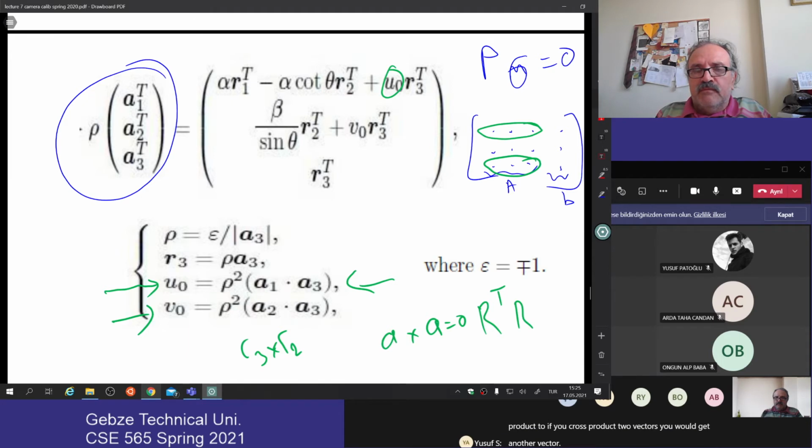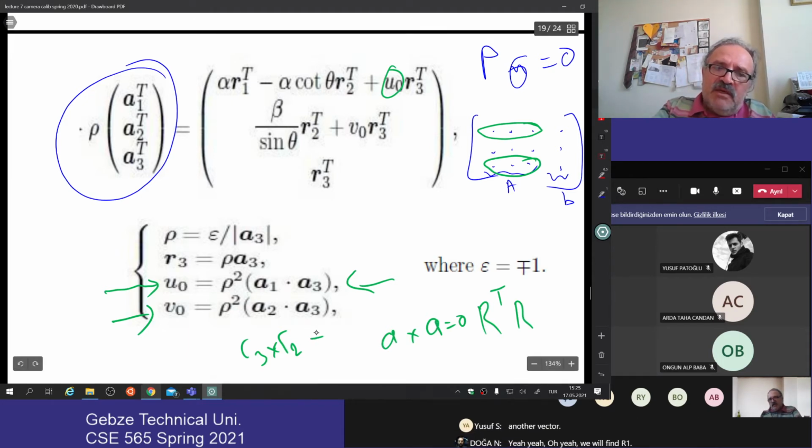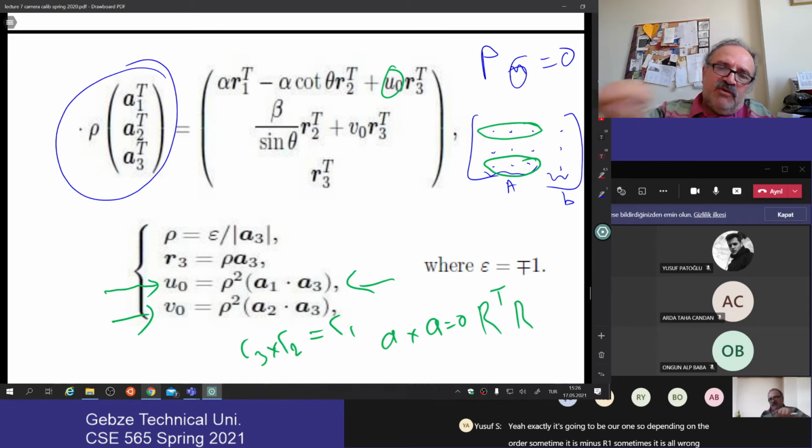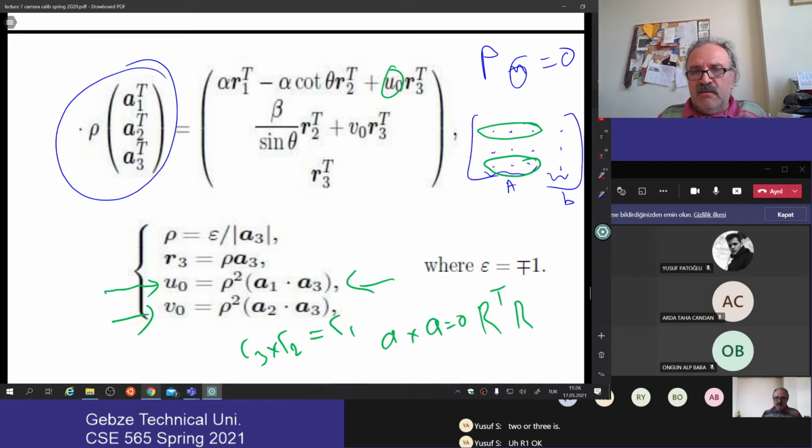Yeah, you will find R1. Exactly, it's going to be R1. Depending on the order, sometimes it is minus R1, sometimes it is R1. If you switch the order, R3 cross R2 is minus R1, and R2 cross R3 is R1, okay? So it's a right-hand system.